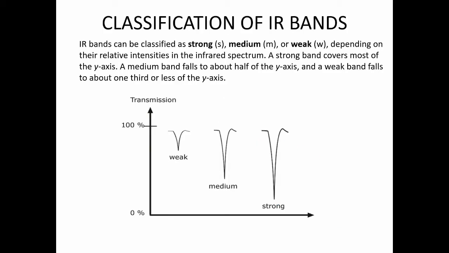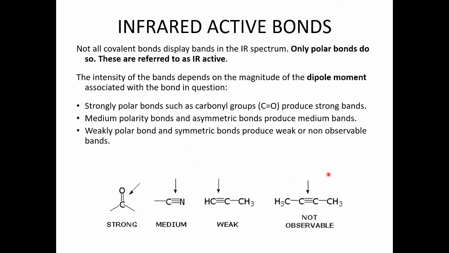We can also classify the bands depending on how strong or weak they are. So when we look at the transmission version of the graph, we can see that the farther the peak goes, the less that has been transmitted, meaning the more that's been absorbed. So when we see these peaks, we can categorize them as weak, medium, or strong. And this is very important because some functional groups will have stronger peaks than others. So here's what I mean by that.